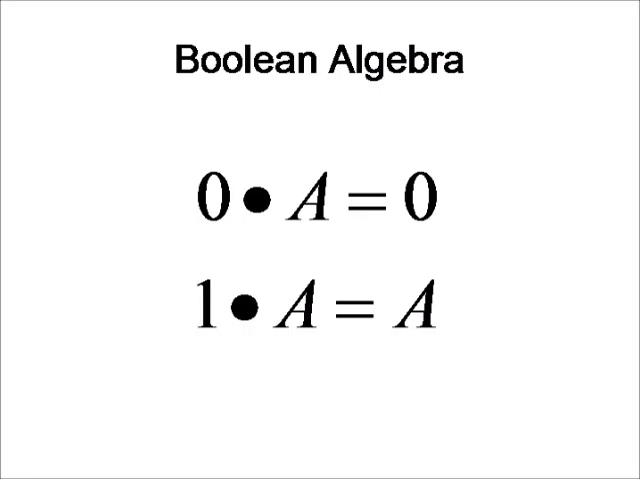So let's take a look first at 0 and a. If 0 is ANDed with a at all, the answer is 0. And if 1 is ANDed with a variable a, the answer is the variable a. So if the variable a is 0, 1 and 0 is 0. And if a is 1, 1 and 1 is 1. It's pretty simple to see if you take a look at our AND gate here.